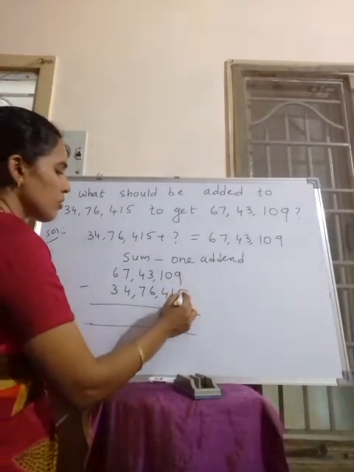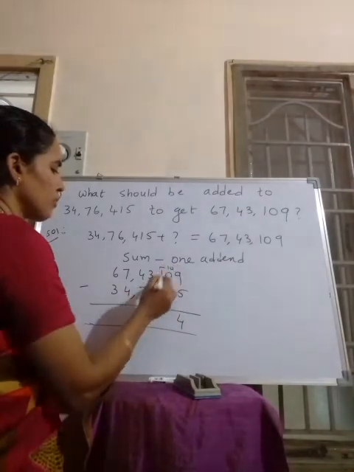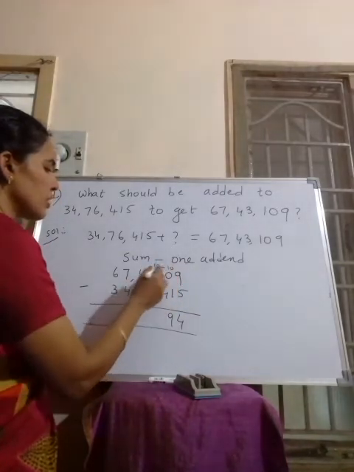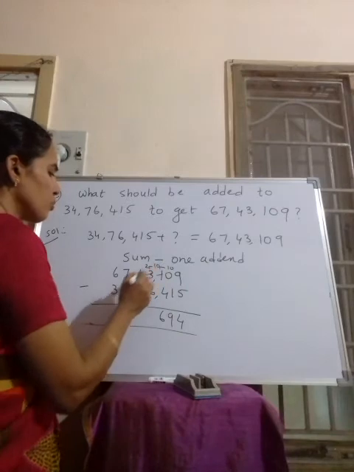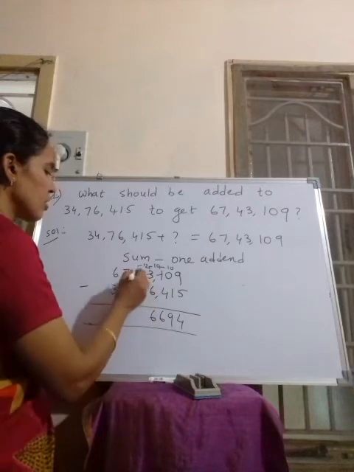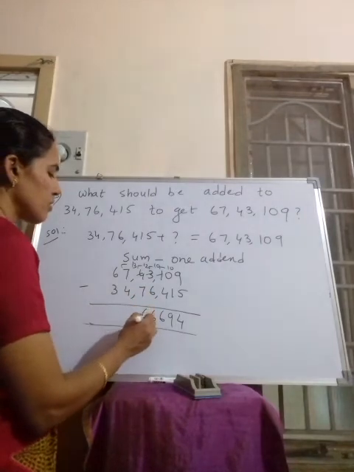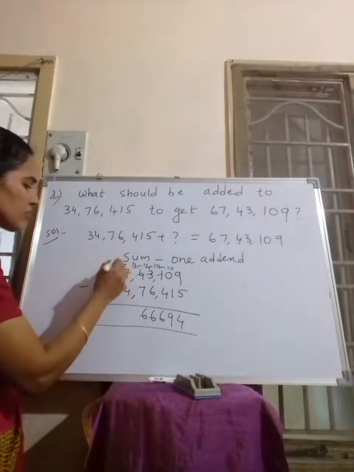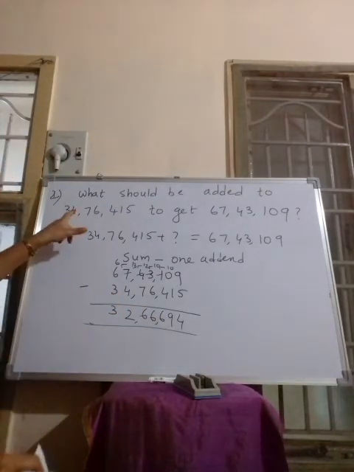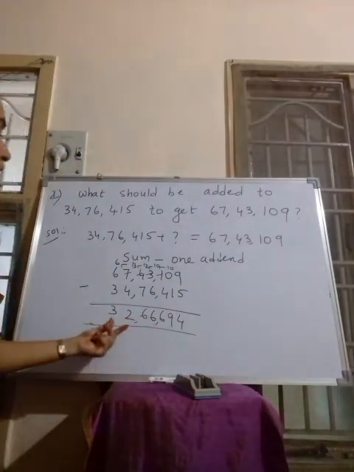Now 9 minus 5 is 4. Now 0, we cannot subtract 1. Now 10, borrowing. 10 minus 1, 9. Now it is 0, borrowing from this 3. 10 minus 4, 6. Now 2 only left. We cannot subtract 6, borrowing again. 12 minus 6 is 6. Now left with 3. Again 7 we cannot subtract, borrowing again. 13 minus 7 is 6. Now it is only 6 minus 4, 2. 6 minus 3, 3. That is, what we have to add to this 34 lakh 76,415 to get 67 lakhs is 32 lakh 66,694.